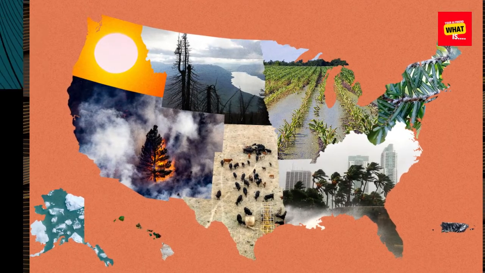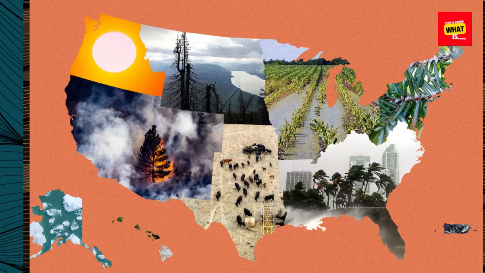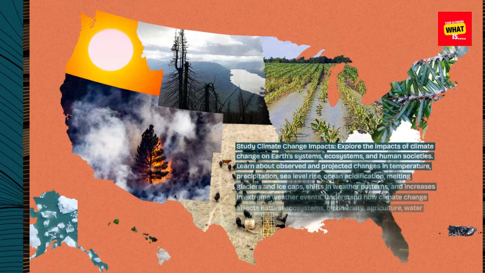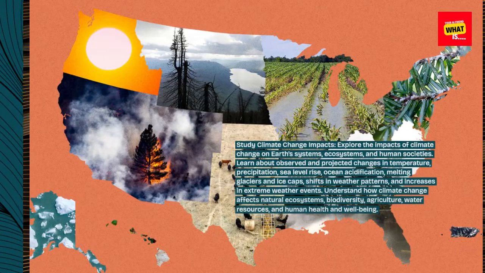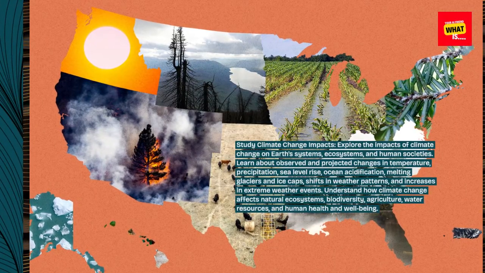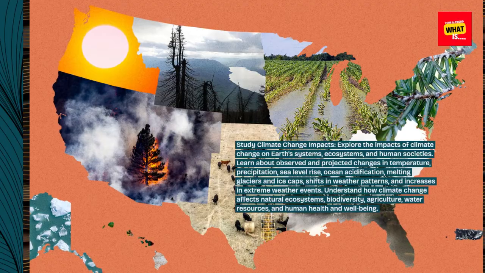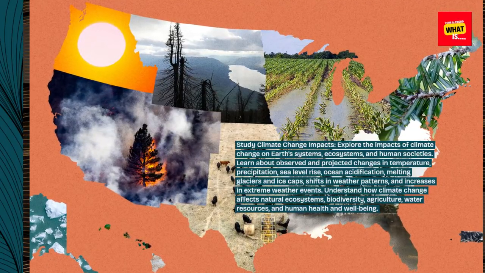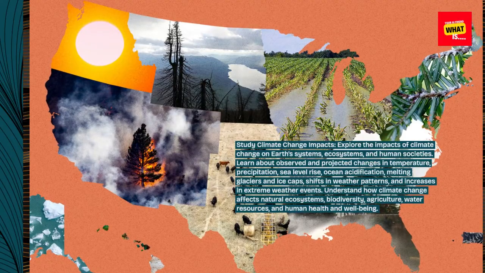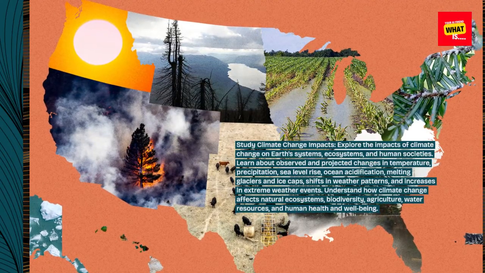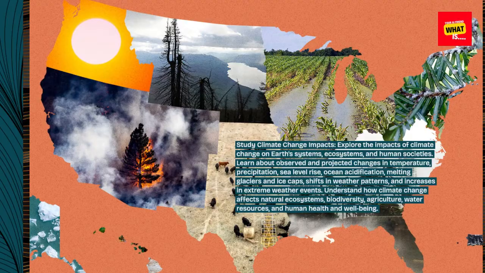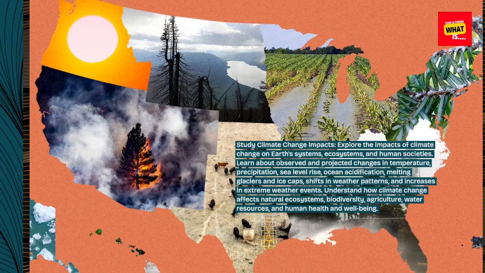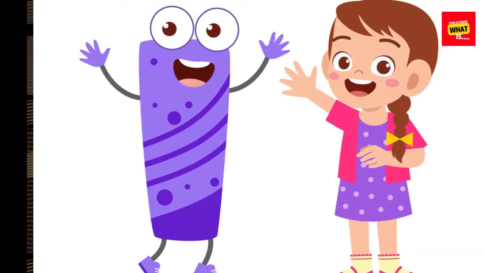Study climate change impacts. Explore the impacts of climate change on Earth's systems, ecosystems, and human societies. Learn about observed and projected changes in temperature, precipitation, sea level rise, ocean acidification, melting glaciers and ice caps, shifts in weather patterns, and increases in extreme weather events. Understand how climate change affects natural ecosystems, biodiversity, agriculture, water resources, and human health and well-being.